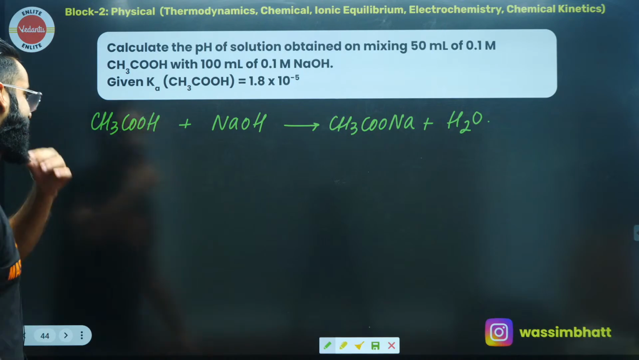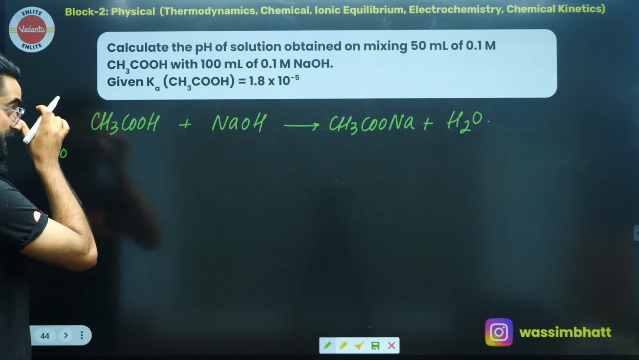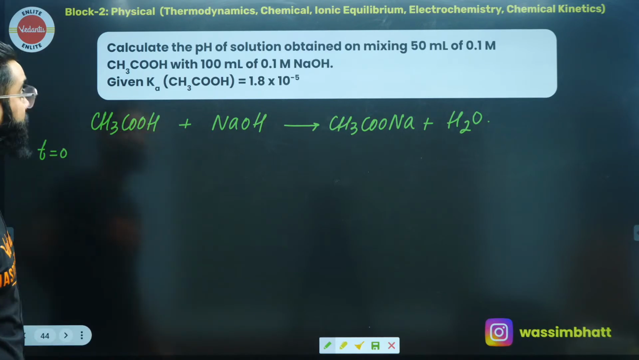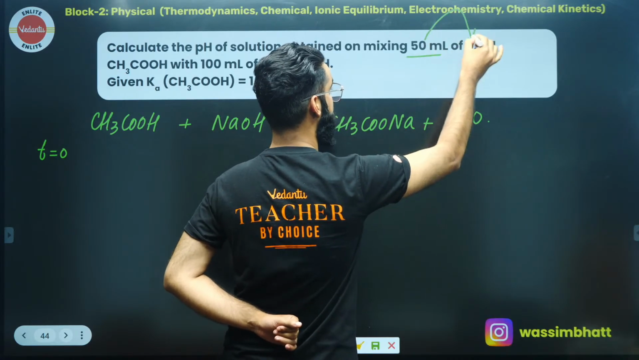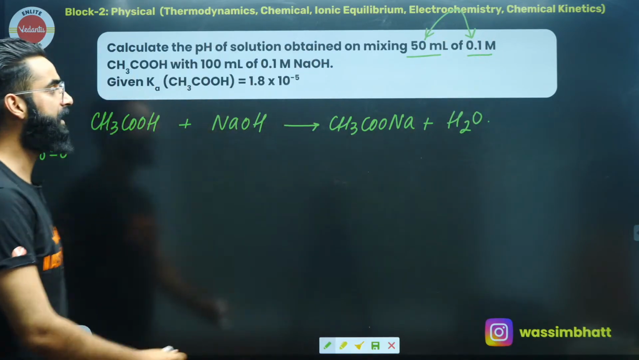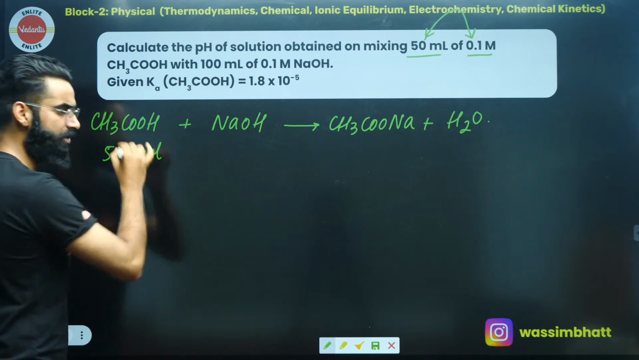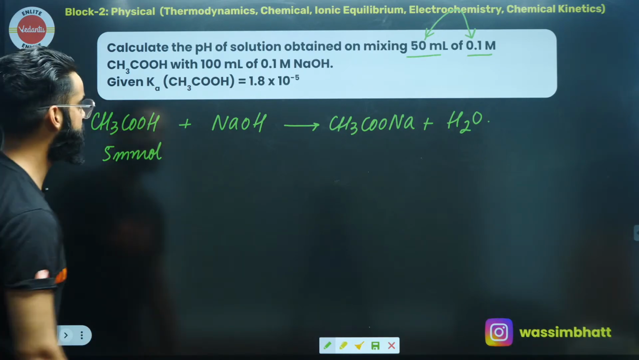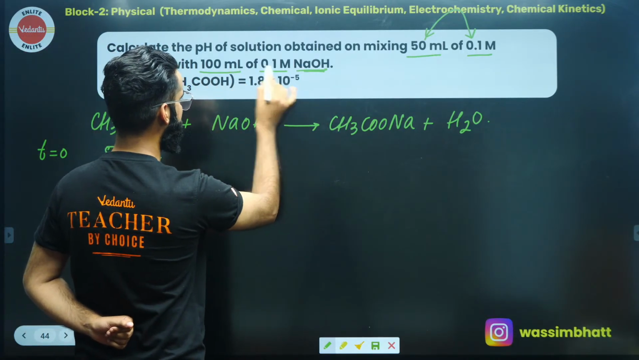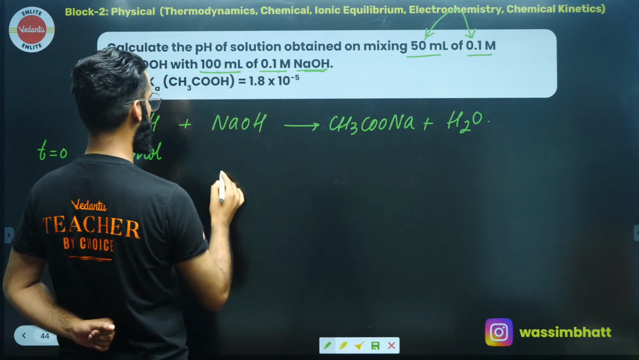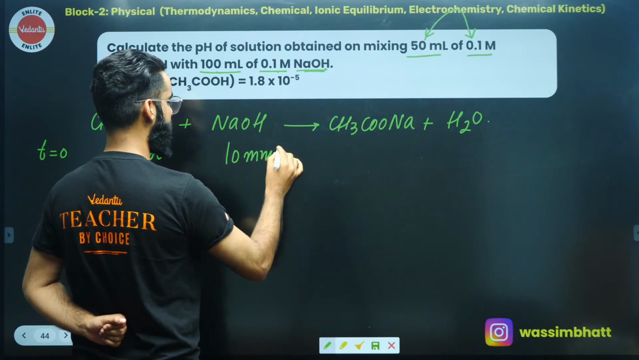Number two, what's the first thing I'll be doing? I'll be calculating the millimoles of acid and base. How many millimoles of CH3COOH are there in the container? Millimoles of CH3COOH is the molarity of the solution multiplied by the volume of solution in mL. Just multiply the two. 50 into 0.1 comes out to be 5. So these are the millimoles of CH3COOH present in the container initially. If I ask you how many millimoles of NaOH are there in the container? Volume of the solution multiplied by molarity. 100 multiplied by 0.1 comes out to be 10. So 10 millimoles of NaOH are there in the container at time t equal to 0.